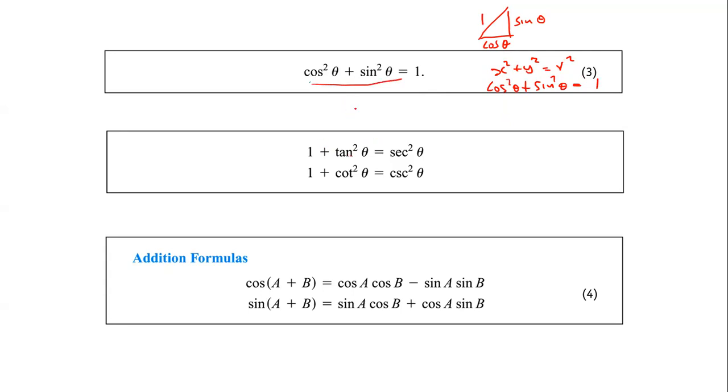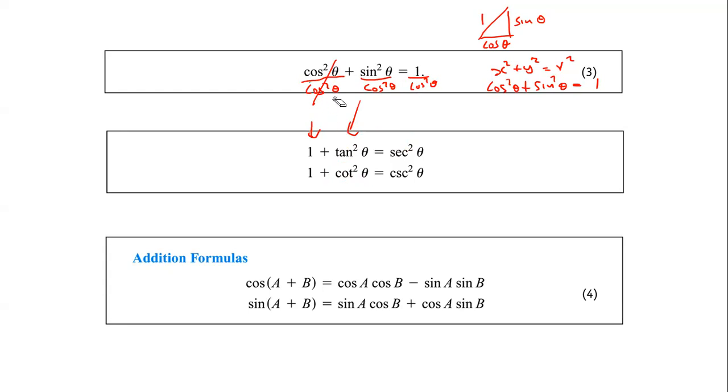The second rule, we can deduce it from the first rule, right? I have to divide everything by cosine square theta, right? If I divide, the first one is going to give me 1. The second one is going to give me tan square. The third one is going to give me the reciprocal of cosine, which is sec square, right?